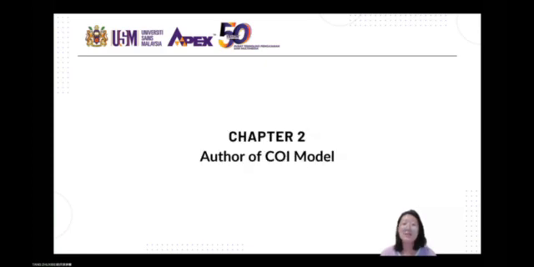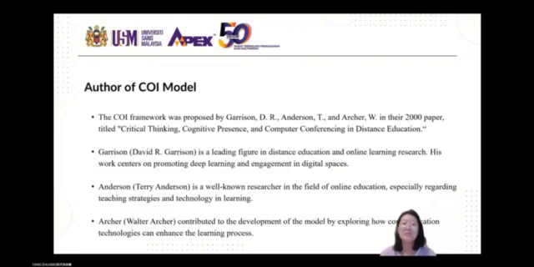And then chapter 2 is also about the COI model. The COI framework was proposed by three people: Garrison, Anderson, and Archer. Garrison is a leading figure in distance education and online learning research. His work centers on promoting deep learning and engagement in digital space.